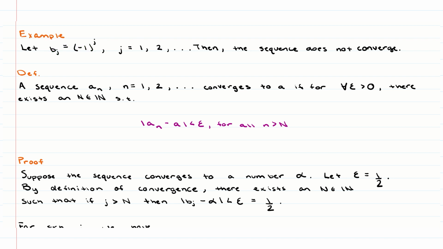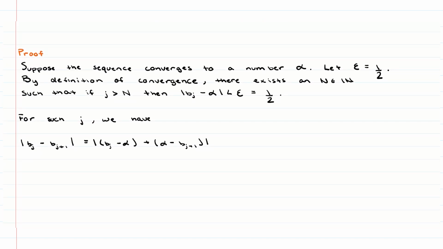So this means that b sub j is always alternating between negative and positive. For example, -1 raised to 1 is -1, -1 raised to 2 is 1, -1 raised to 3 is -1, and it's alternating between negative and positive. So at this point we have two terms, and I'm going to split the absolute value. So that's the absolute value of b sub j minus alpha plus the absolute value of alpha minus b sub j plus 1.